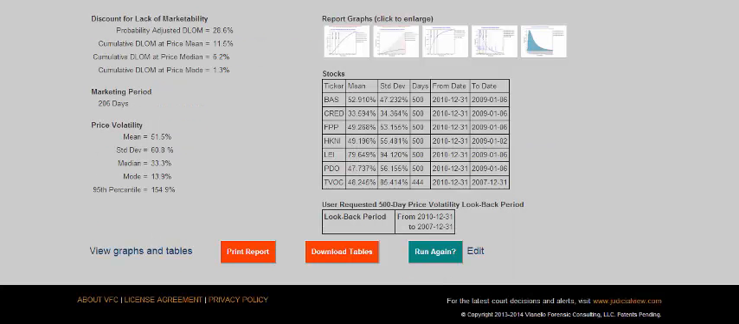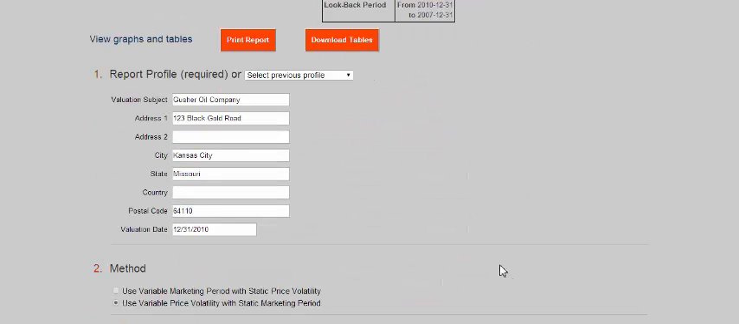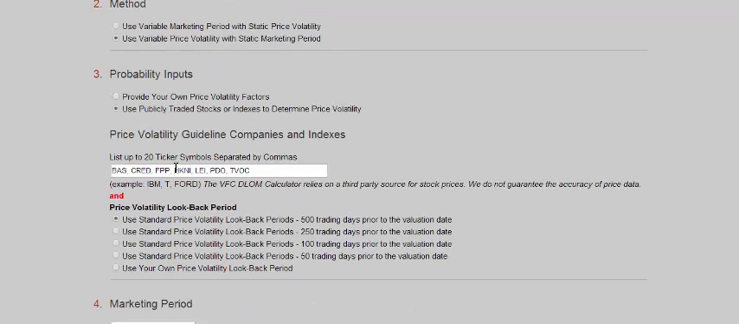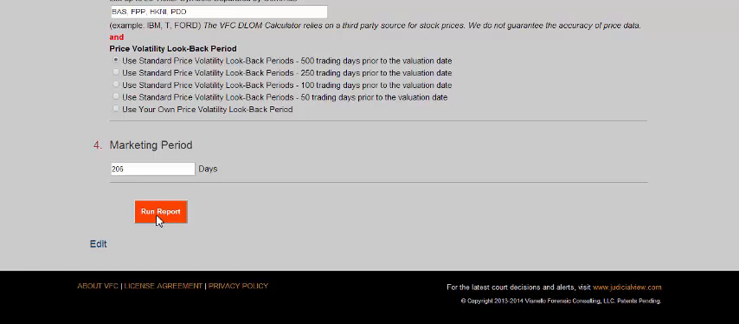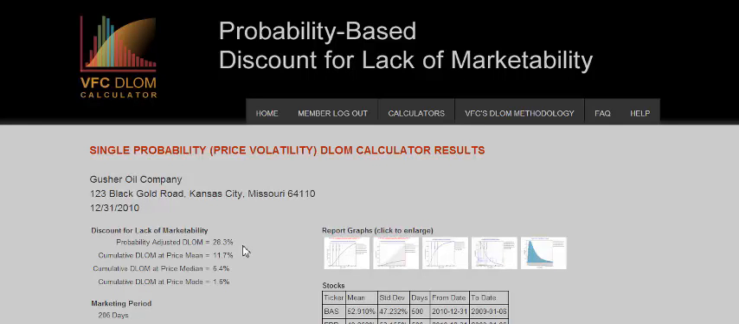We can return to step 3 by clicking the Run Again button, and there remove CRED, LEI, and TVOC from our guideline group. And we click Run Report again. We now find that the revised guideline group probability adjusted DLOM is 28.3%.